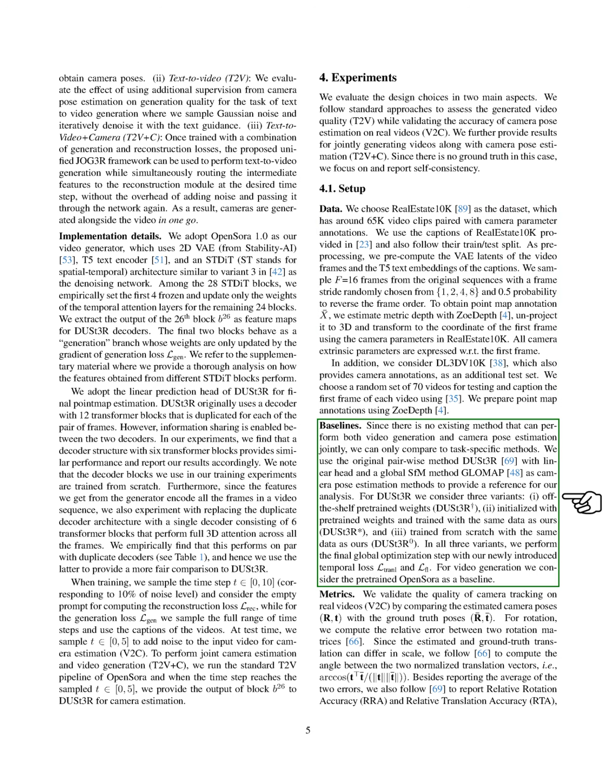Since no existing method can perform both video generation and camera pose estimation together, we compare our approach to task-specific methods. We use the original pairwise method Dust3R with a linear head and a global structure from motion method called GLOMAP for camera pose estimation as references. For Dust3R, we consider 3 variations, one with off-the-shelf pre-trained weights, one initialized with pre-trained weights and trained on our data, and one trained from scratch with our data. In all cases, we apply our new temporal loss functions during the final optimization step.